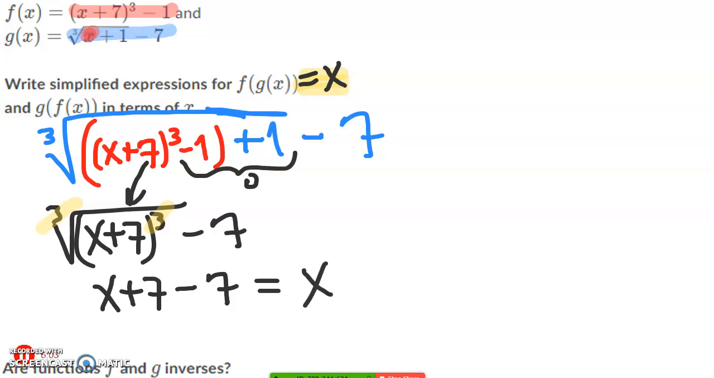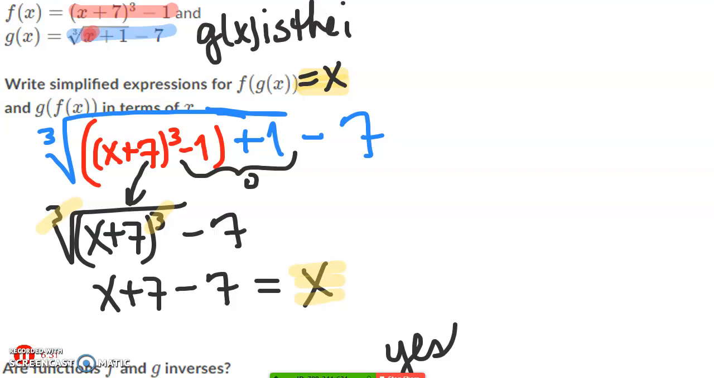Okay, so I solved the first one, and it equaled x, and then I solved the second one, and it equaled x. So they equaled the same thing. So are they inverses of each other? Yes, they are inverses. Or g of x is the inverse of f of x. Okay, I hope that helps. I'm going to give you one more example.